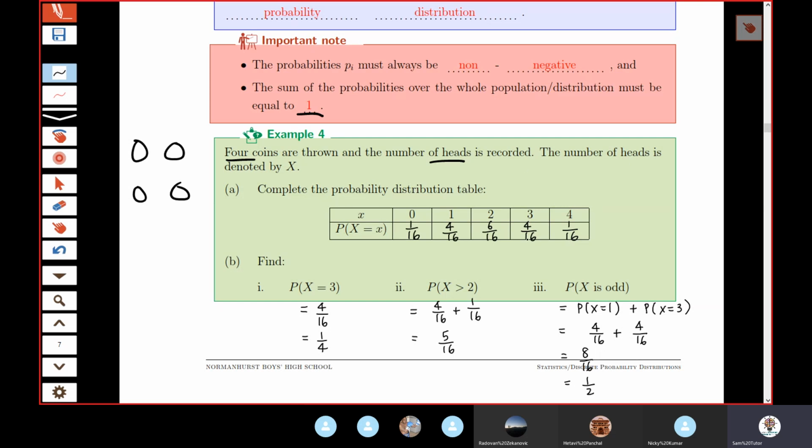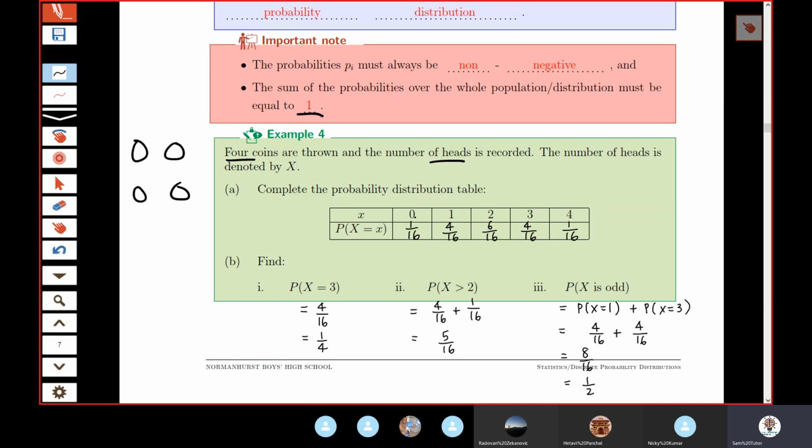It's always going to look like this. Your X depends on what it's asking you. In this case, it says number of heads, so that'll be 0, 1, 2, 3, 4. You could have said number of tails, it'll still be 0, 1, 2, 3, 4. For a dice, it could be 1, 2, 3, 4, 5, 6. Those are your outcomes, and this is the probability of each occurring.